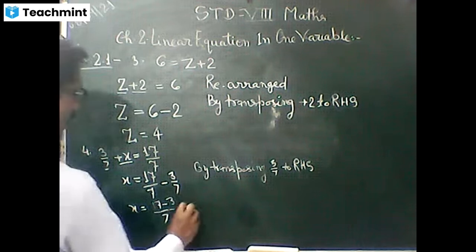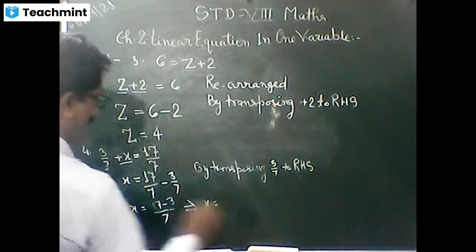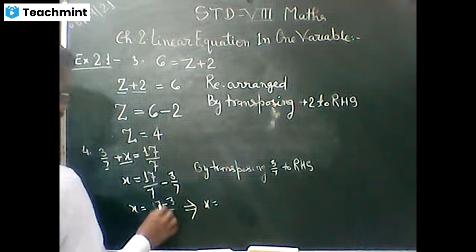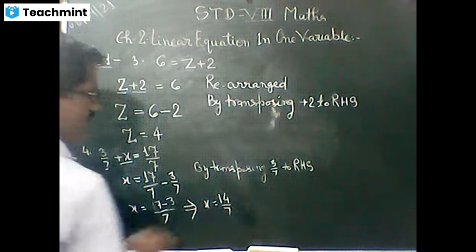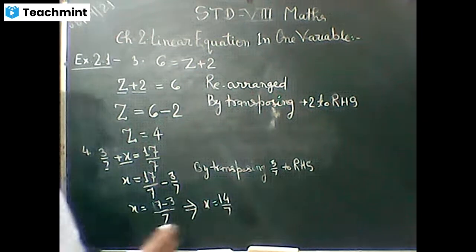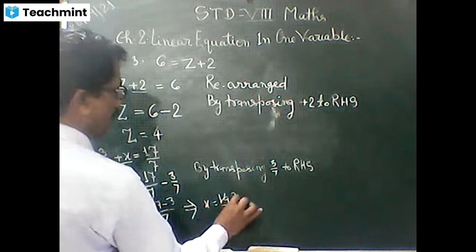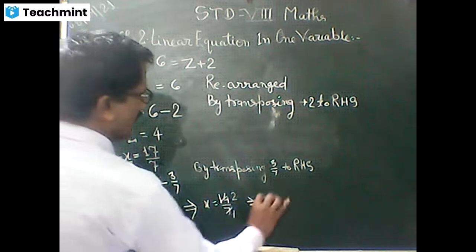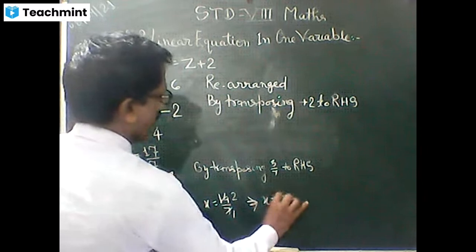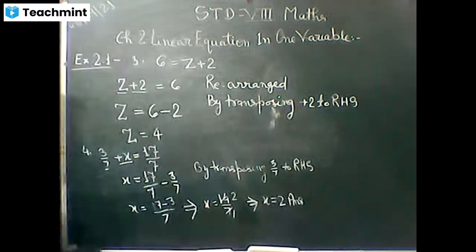Then we have to write our next step. x equal to 14 by 7. And when we solve it, 7 1 is 7, 7 2 is 14. So the value of x is 2. And so it is our answer for the given problem.